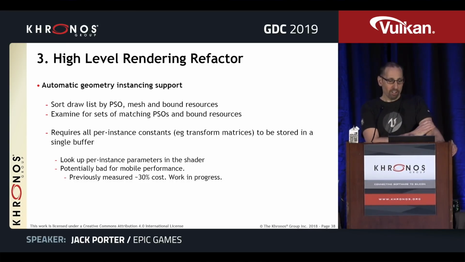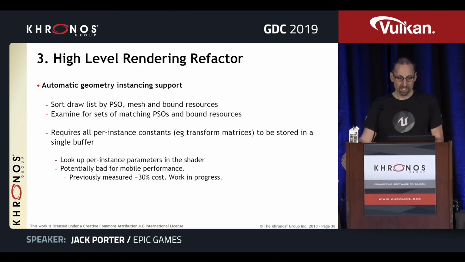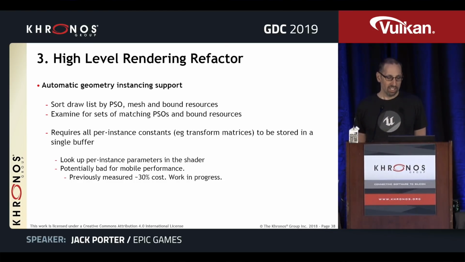This does require that all of the per instance constants, for example, the transformation matrices for the particular instances of the mesh, need to be stored in a single buffer that we could look up inside the shader. And we're a bit concerned about exactly how much that cost is going to be for mobile. That's work that we're still looking at. We've previously measured quite a heavy cost inside the shader when doing these kind of lookups.